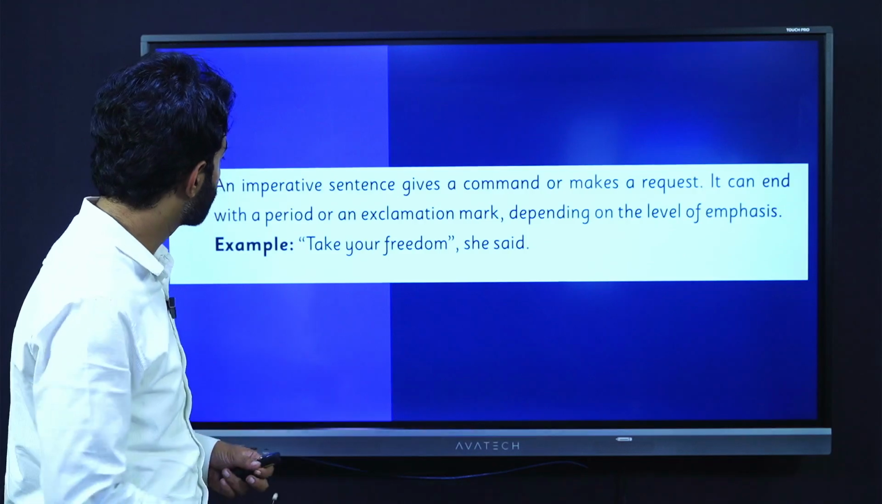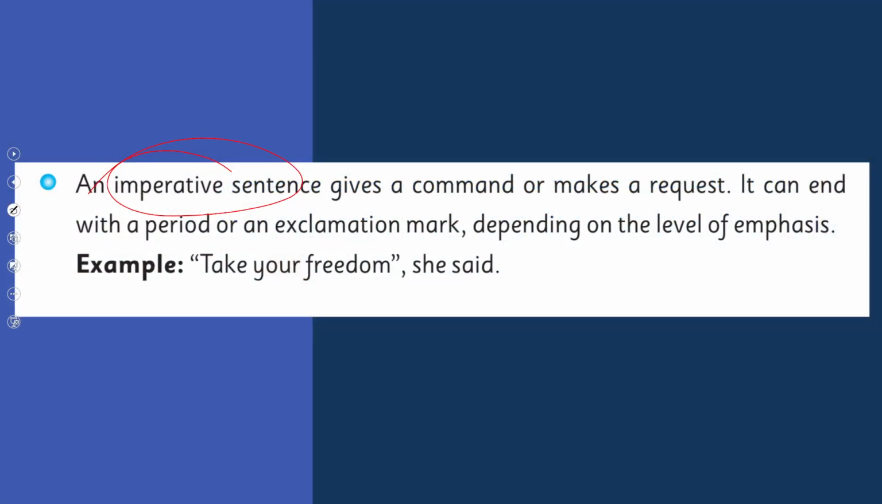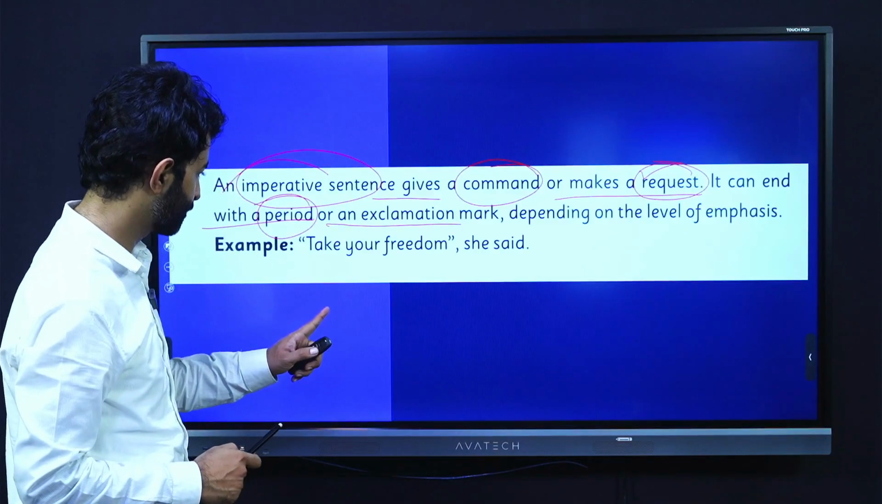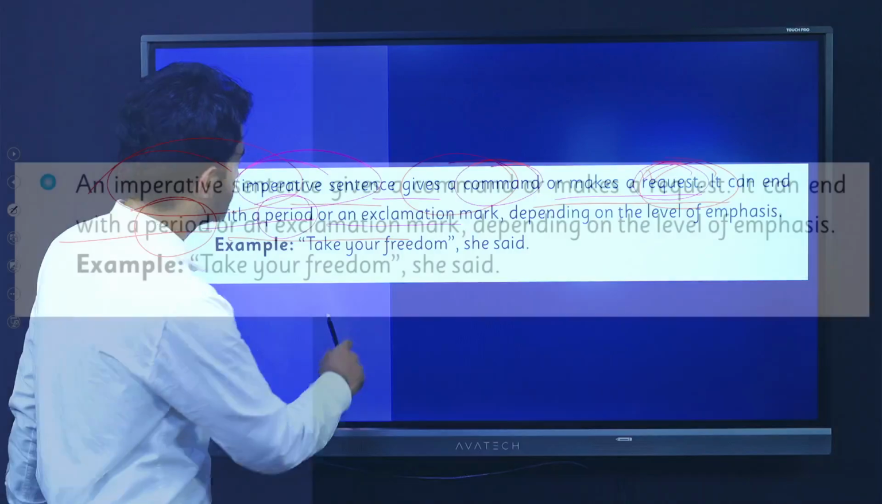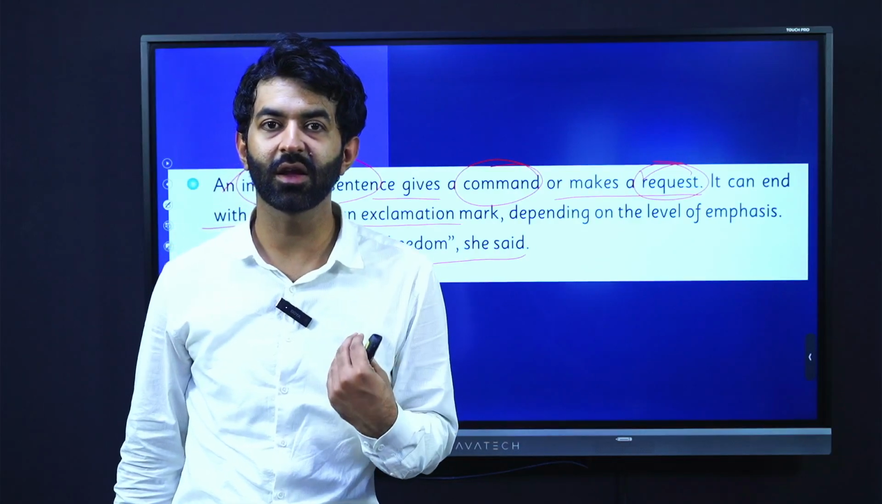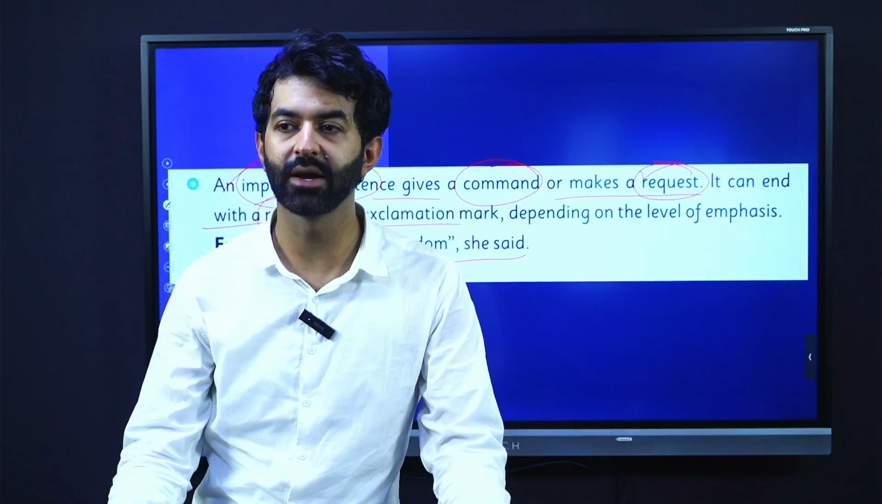Imperative sentences. Now students, imperative sentences give a command, an order, or they also include making a request. It can end with a period, which means a full stop, or even an exclamation mark, depending on the level of emphasis. But it is very rare, so you would rather stick with ending it with a period. For example, take your freedom, she said. So take your freedom. क्या ये एक request है या एक command है?